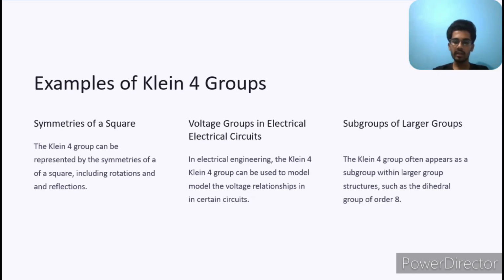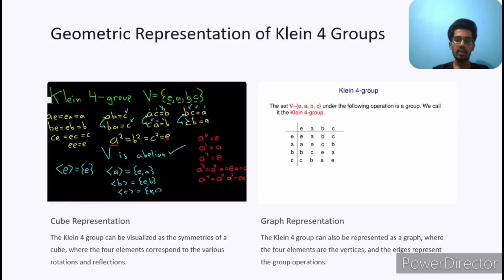Voltage groups in electrical circuits. In electrical engineering, the Klein 4 group can be used to model the voltage relationships in certain circuits. Subgroups of larger groups. The Klein 4 group often appears as a subgroup within a larger group structure, such as the dihedral group of order 8.